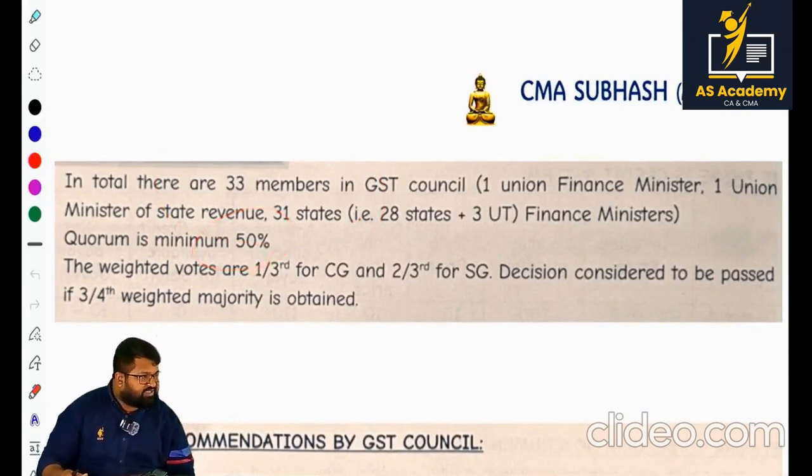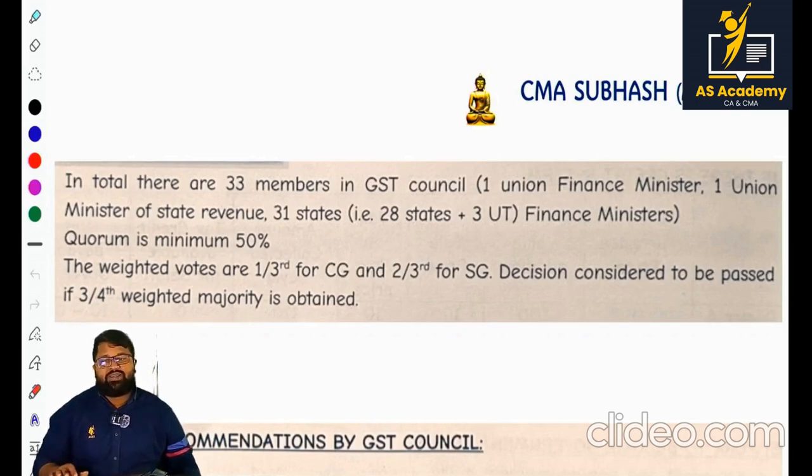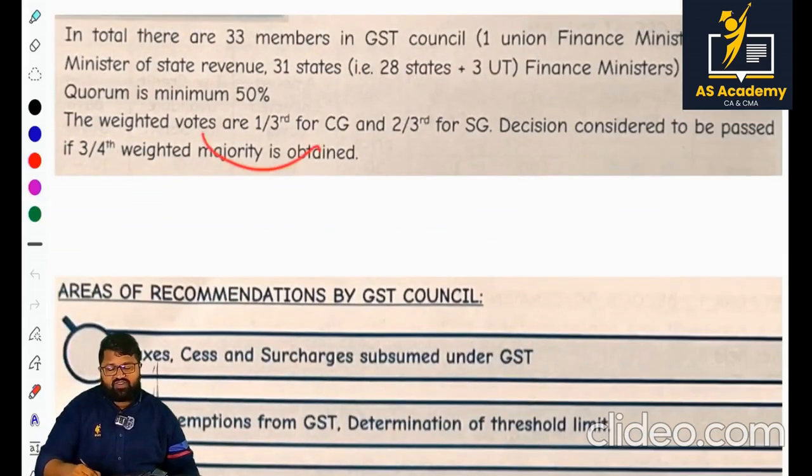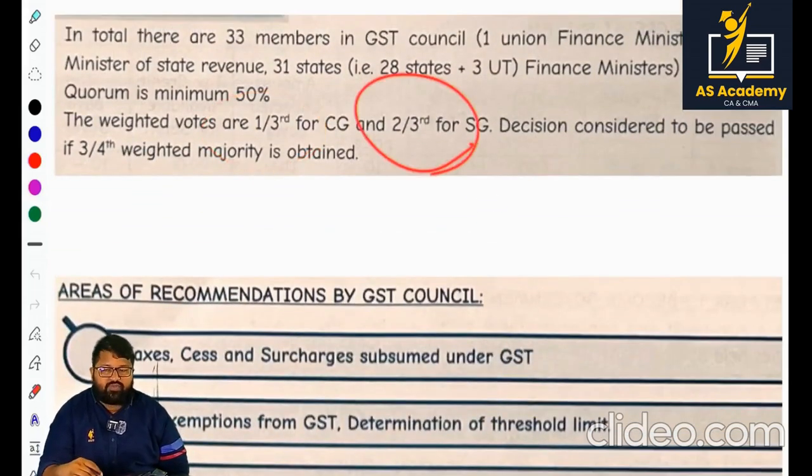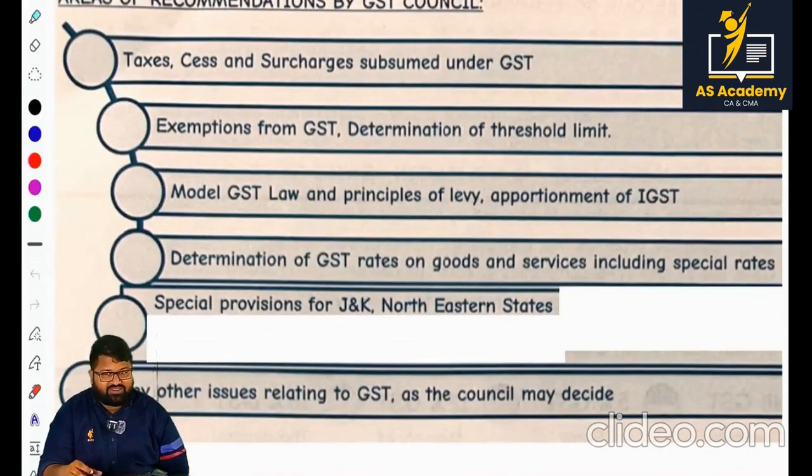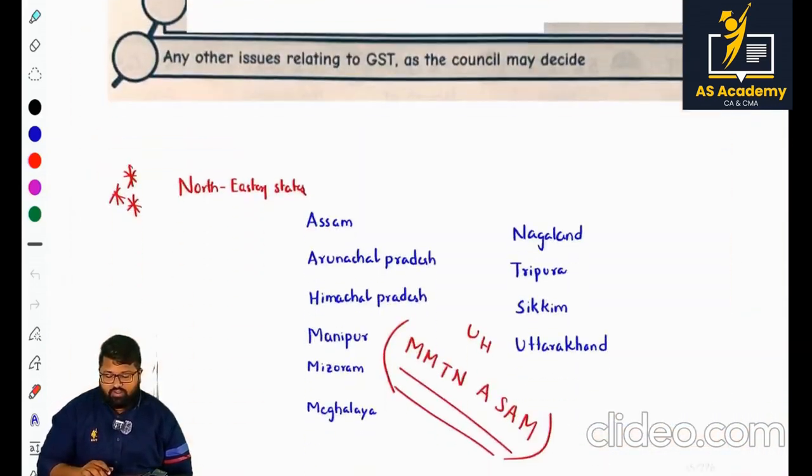Sir, in the case of Companies Act, you will get a word called quorum, in the case of meetings. It is the number of members who must be present at the meeting to constitute a valid meeting, the minimum number. Okay. And the weightage given there for the CG, how much is given? And for the SGs, 2/3. Okay. These are the areas of recommendation of the GST Council and all.